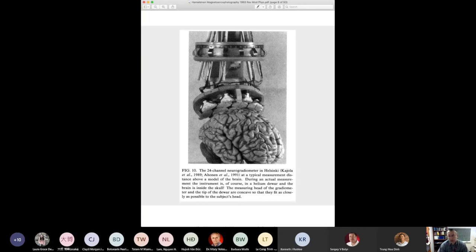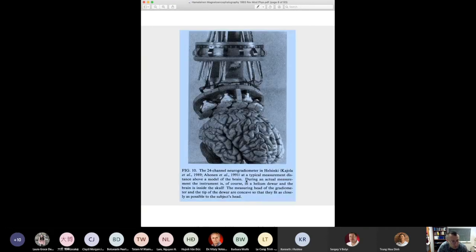This is also a big device, usually based on SQUIDs. What I find amazing in this paper is that they feel the need to clarify. I'll read the caption here: "During an actual measurement, the instrument is of course in a helium dewar, and the brain is inside the skull!" Exclamation mark. So a patient just goes into a chamber. They put a big dewar on top of their head, similar, I guess, to the MRI device. Let me switch back to my slides.